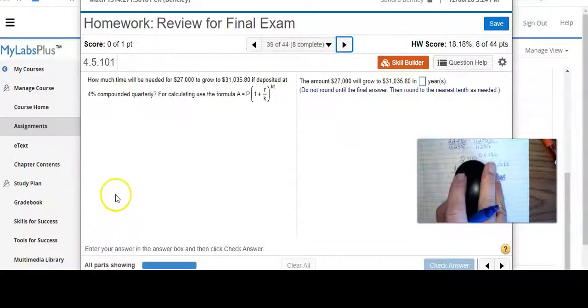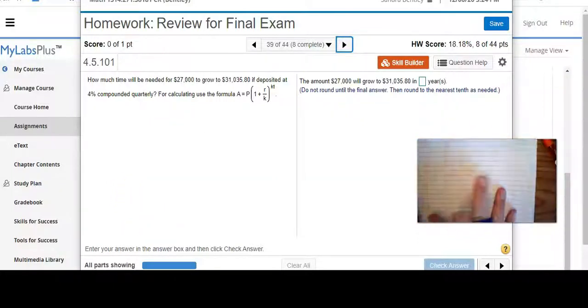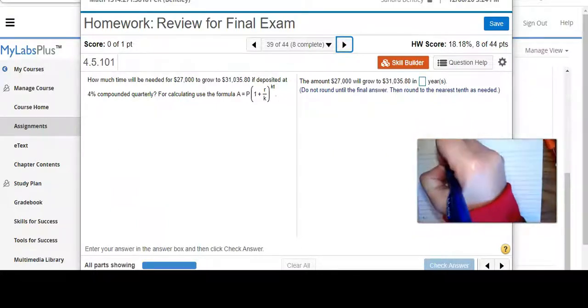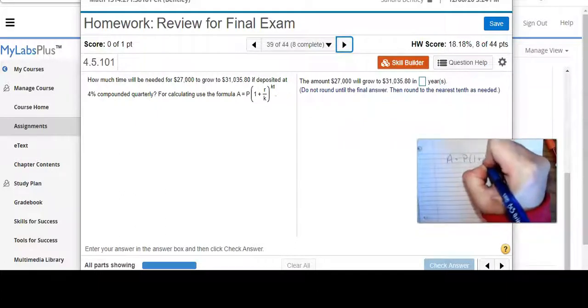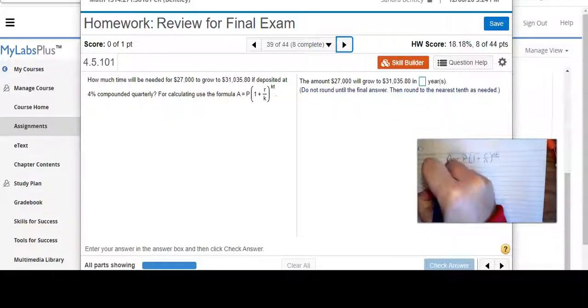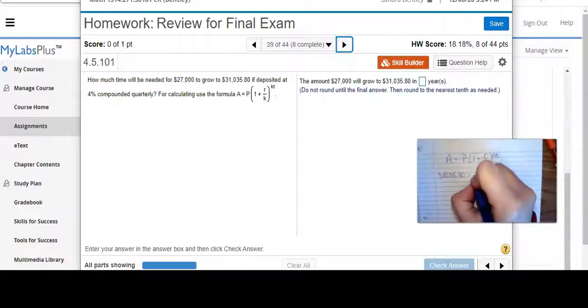All right, how much time will be needed for 27,000 to grow to 31,035.80 if deposited at 4% compounded quarterly? So I'm solving for time. I need to know how long this thing is going to take. So what is my equation? It is 1 plus r over n raised to the nt. I'm going to go ahead and fill this out, and then I'll make it bigger. So 31,035.80, and I started with 27,000.